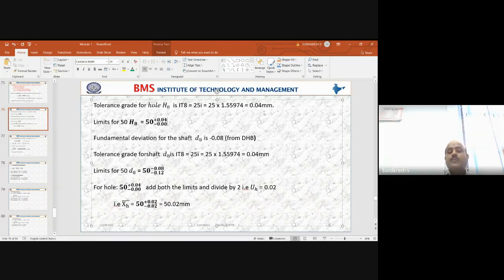Right. Now we will write the limits for the hole. All these things you recalled in your metrology class, and it is the same here. So 50 minus 0, since the fundamental deviation is 0 for the hole, and the tolerance you have got is 0.04. Please go back to your metrology notes on how we write the limits for the hole and the shaft.